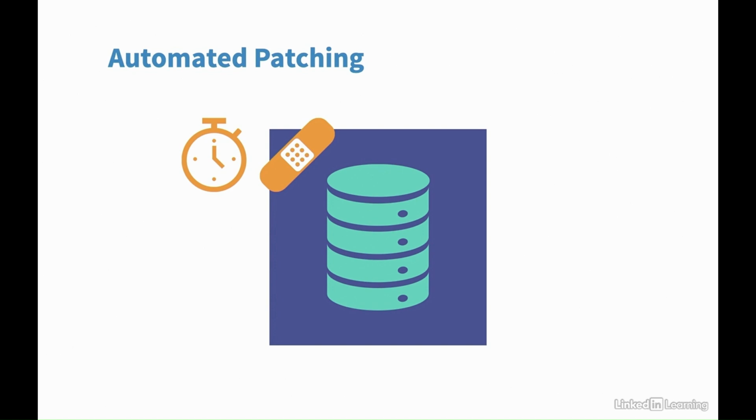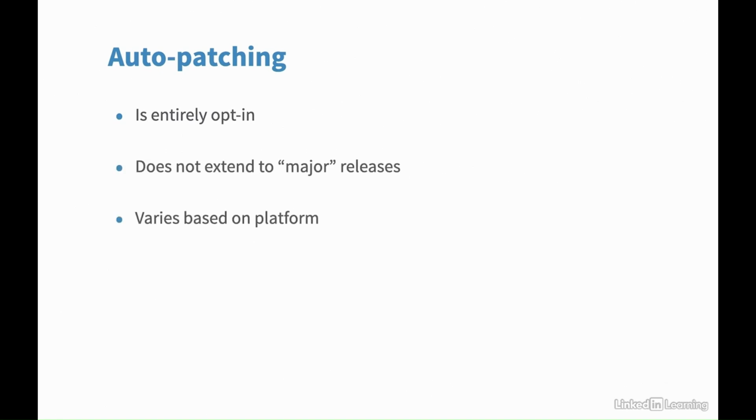OS patches can be scheduled, taken immediately, or deferred. However, AWS will mark some OS updates as required and will not let them be deferred indefinitely. As for patching the database engine, well, if this capability gives you pause, fear not. AWS has considered that not all database updates are backward compatible or safe for your data. So, auto-patching is entirely opt-in, does not extend to major releases, and varies based on the platform. Major updates to the DB engine, you will need to initiate yourself. You'll want to create snapshots of your data and handle any data conversion that needs to take place. Still, auto-patching for minor updates can be a great time saver.